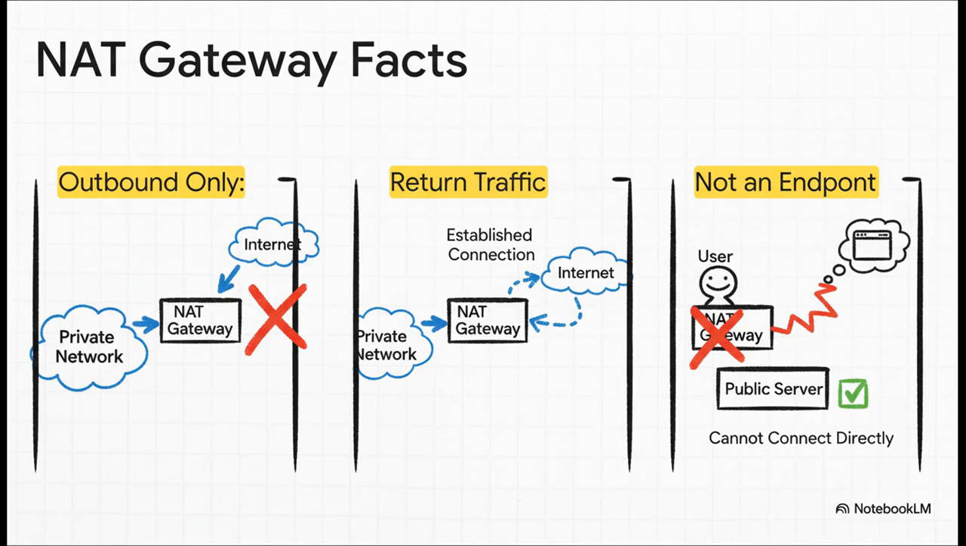Okay, let's just clear up a few more common misunderstandings real quick. 1. NAT gateways are for outbound traffic only. You can't initiate a connection from the internet to a NAT gateway. 2. Yes, it handles the return traffic for connections that were started from the inside, but that is it. And 3, this means you can never ever use a NAT gateway's public IP address as the endpoint for, say, a web server. It just won't work.